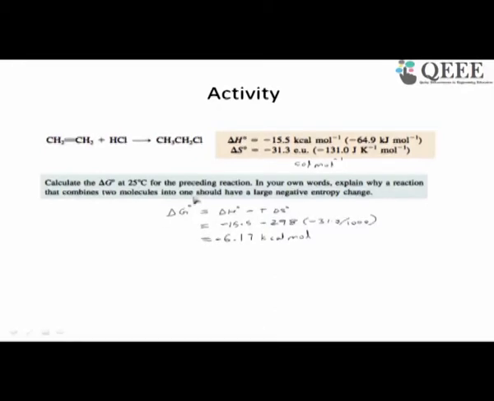And the next question here is, why should combining two molecules into one have a large negative entropy change? It's obvious, because when you have two molecules, you have more disorderliness, and when that becomes only one, there is less disorderliness. Basically you're decreasing the entropy, so it has a large negative entropy value.